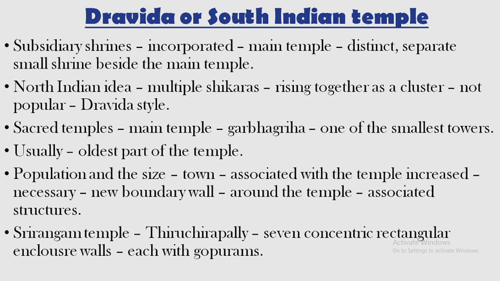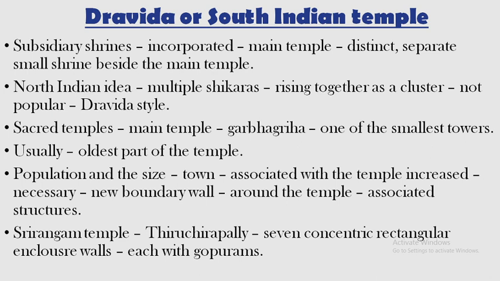When the population and size of the town associated with the temple increased, it would have become necessary to make a new boundary wall around the temple and also associated structures. So an example of this type of temple is the Sri Rangam temple at Trichy or Tiruchirappalli, which has as many as 7 concentric rectangular enclosure walls, each with a gopura.